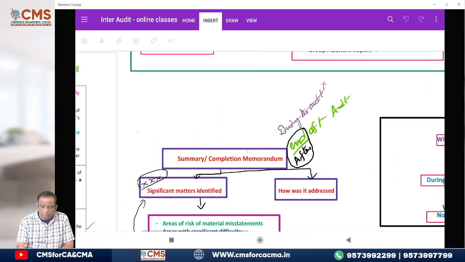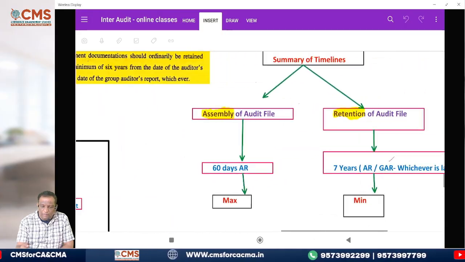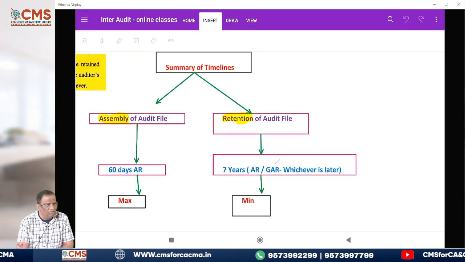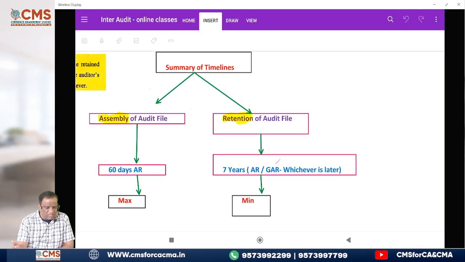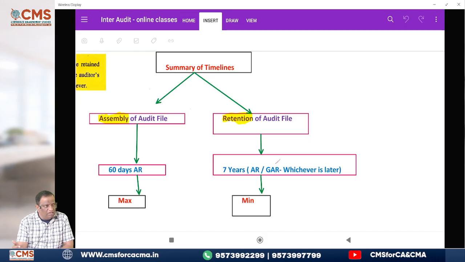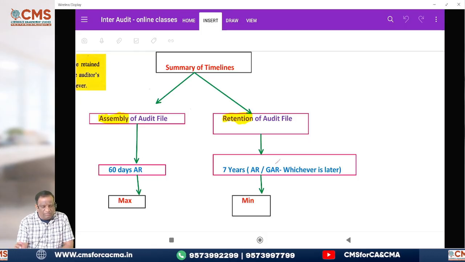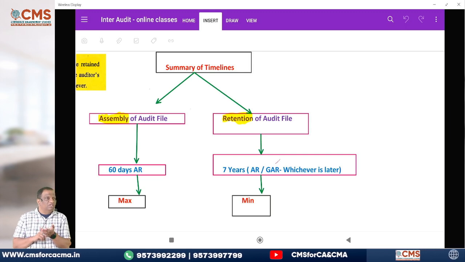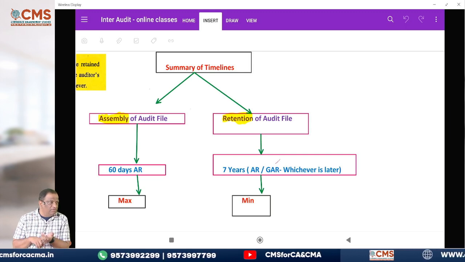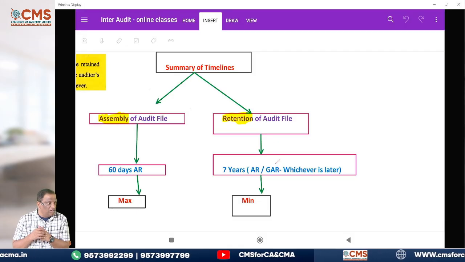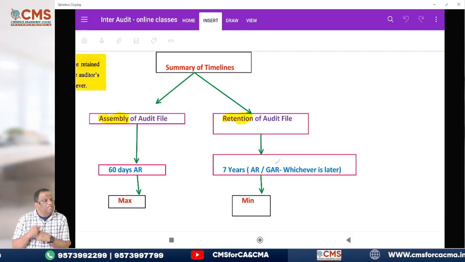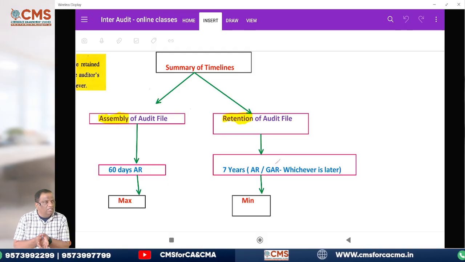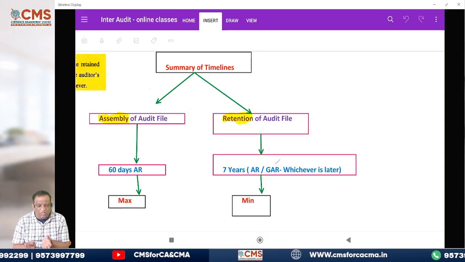I'll put both here as a summary of timelines, because this chart will give you comfort on both. And mind you, questions he is asking are also simple. It looks simple, but because of its importance, even if it is simple, he is asking questions. I'll repeat it. There are two timelines that we talked about. One is for assembly of the audit file, and the second is retention of the audit file. For assembly of the audit file, 60 days is the time, and that is the maximum. And for retention, that is how long I have to retain this assembled audit file: I have to keep it for 7 years.